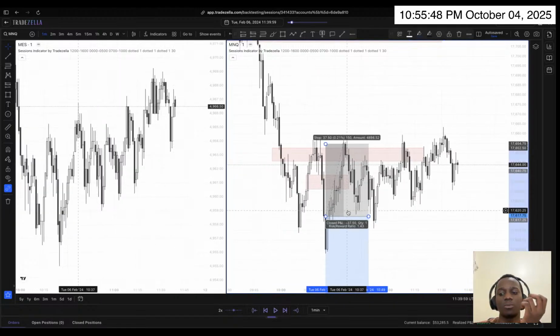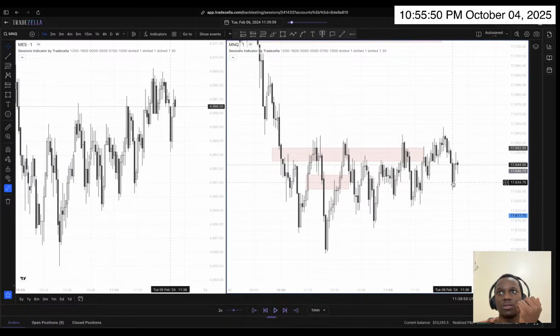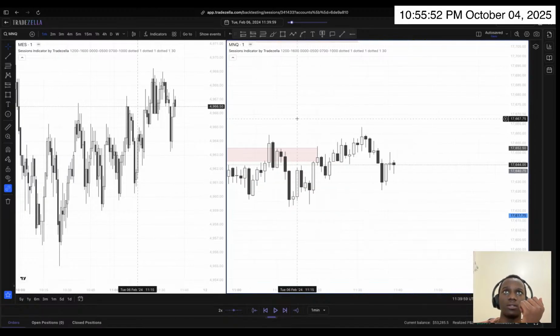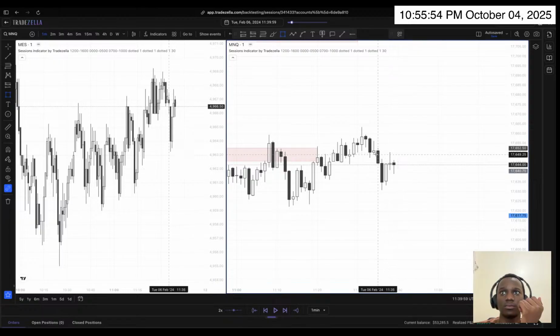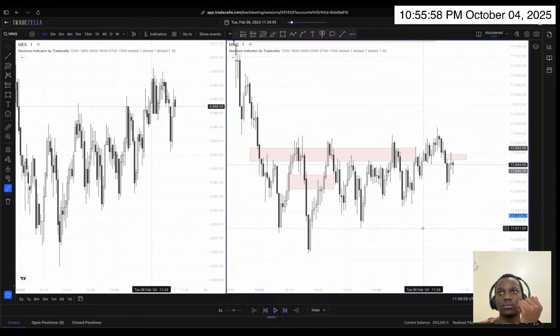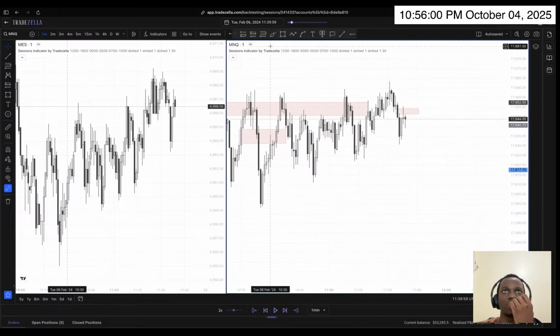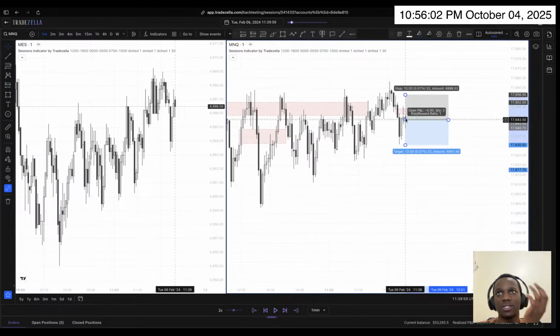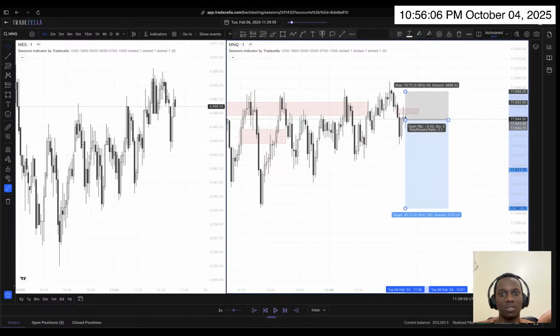So here, this will be the other model: sweep, then shift, then retest. Then you trade to these lows here. I'm not going to take this because obviously it's not in this model and it will be destroying the stats of this model. But let's just wait and see.